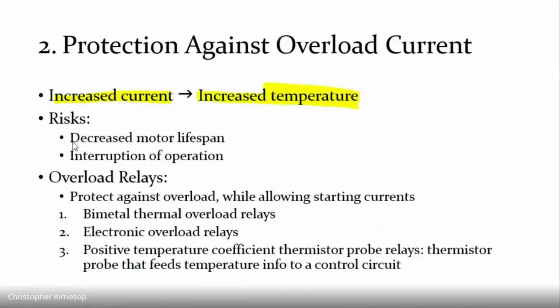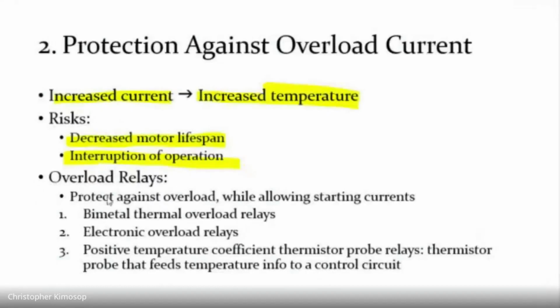The risks of that, as we had said, even if it doesn't have an immediate effect, you can decrease the motor lifespan. With time, you might begin to see a blackening of the insulation. The insulation weakens, and you start having minor shorts within the winding, and the motor does not operate as it is expected to. Or you can start having interruptions of operation, whereby the motor overheats and it is unable to rotate as it is supposed to.